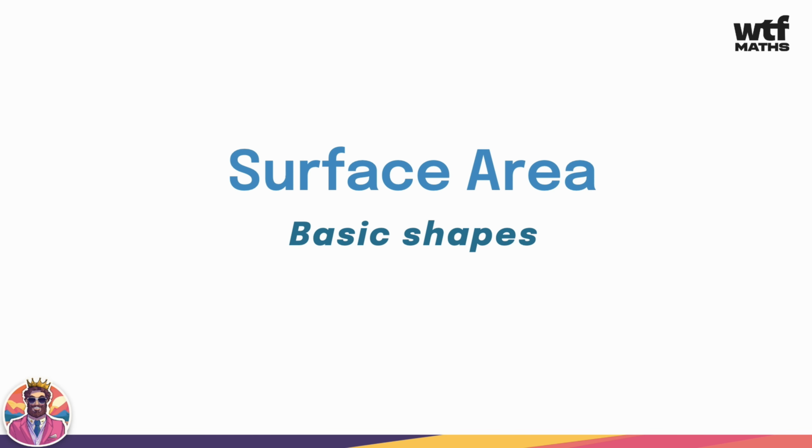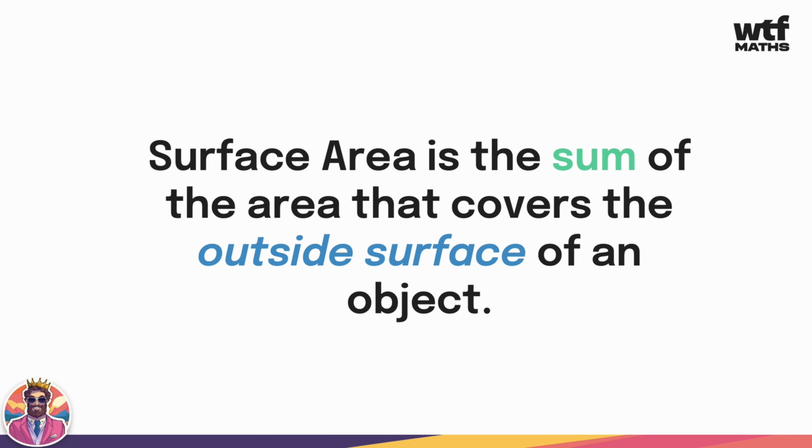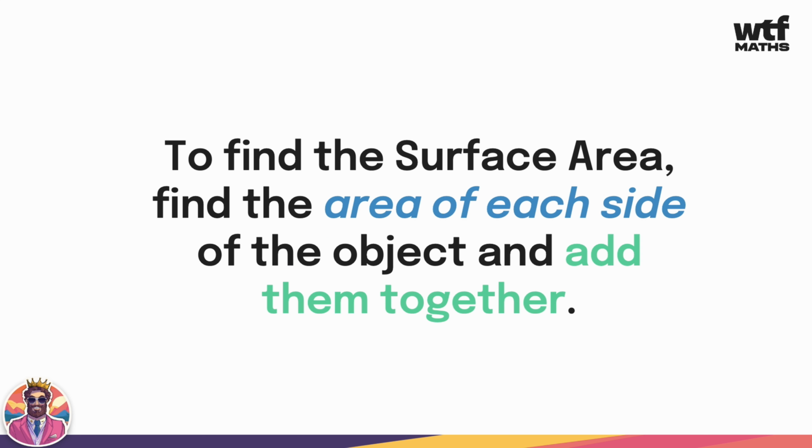Hello, today we're looking at surface area, and we're going to be looking at the surface area of basic shapes. So surface area is the sum of the area that covers the outside surface of an object. So basically we're going to find all the area on the outside of a 3D object. So to find the surface area, find the area of each side of the object and then add them together.